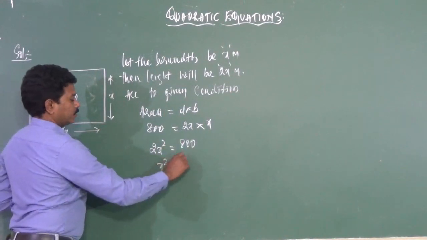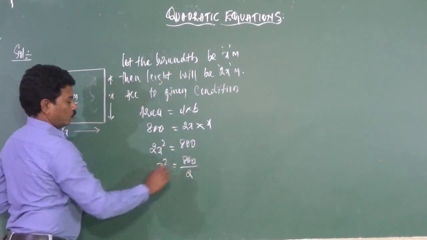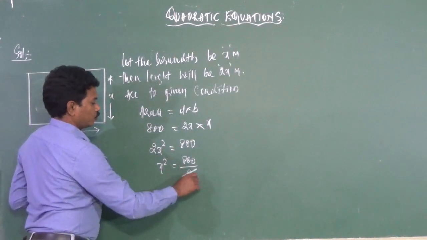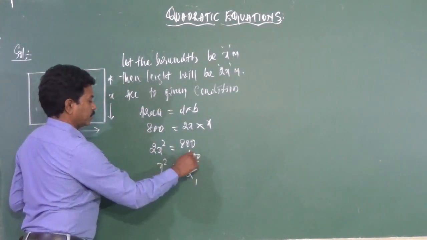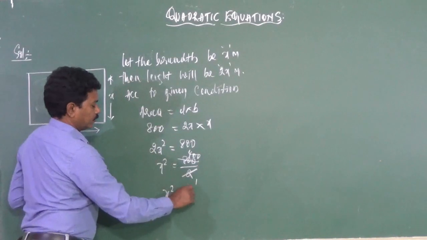x square is equal to 800 by 2. So that becomes, 2 ones are 2, 400. So x square is equal to 400.